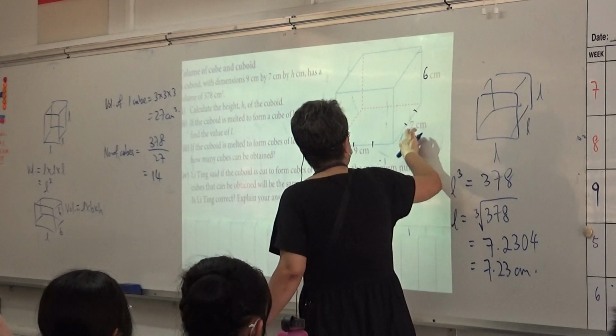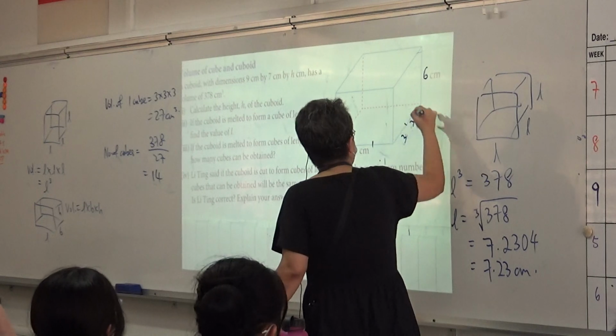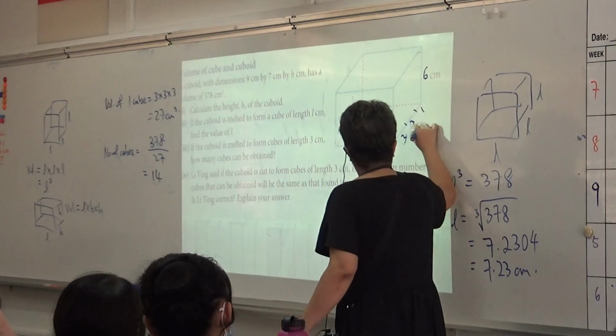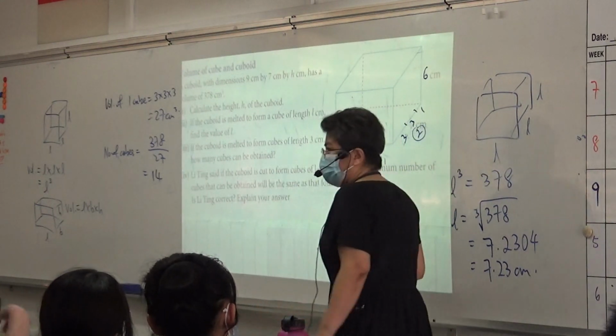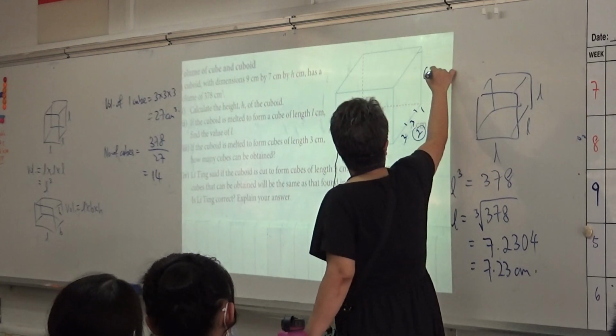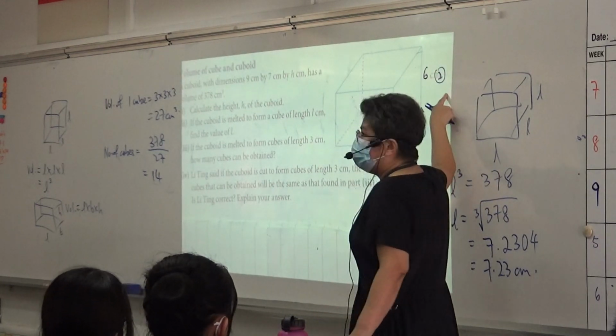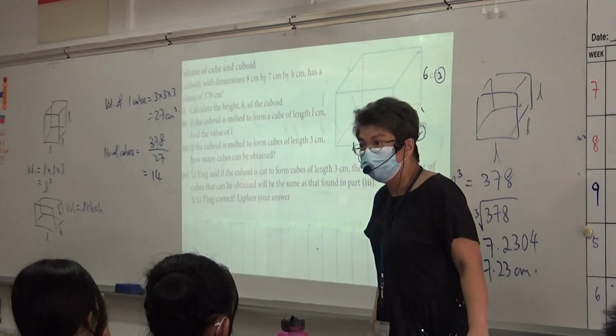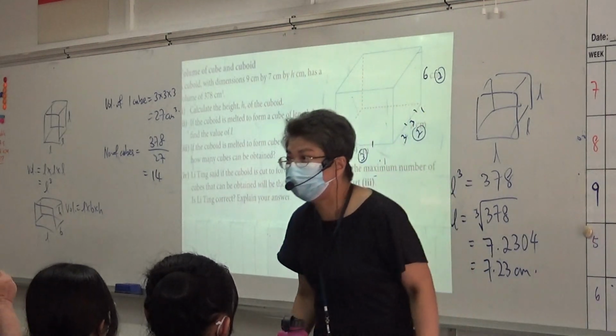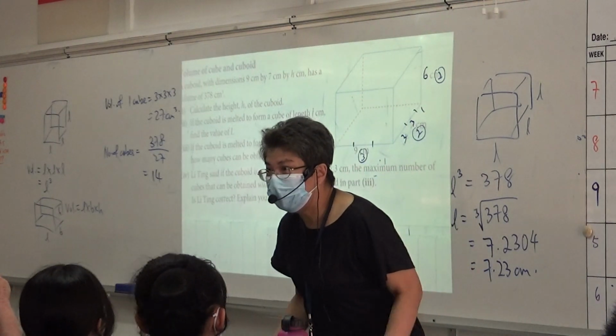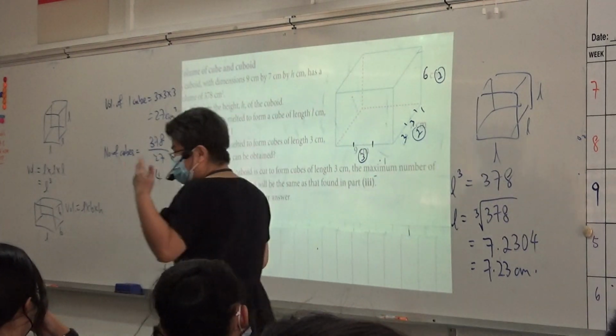3, 3, and 1, right? So this one is only 2, no? This one is 3, correct? How about here? 2. What's 3 times 2 times 2? 12. I can only get 12. Can you see it? I can only get 12 cubes if I cut it.